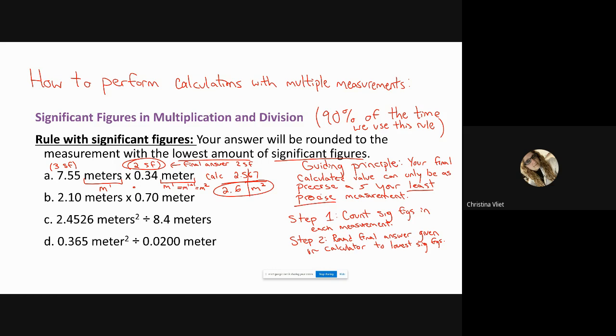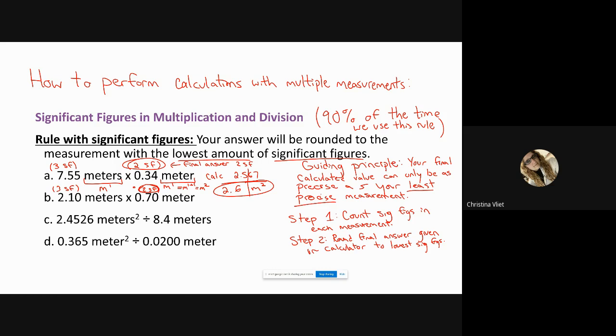Let's take a look at the second example, following the rules. How many significant figures in 2.10? Evaluate that first. How many significant figures in 0.70? It would be 2. So what I usually do is I just circle the lower amount because I know that my final amount has to also have that same amount of significant figures according to my steps. So I need to round my final answer given in the calculator to the lowest sig figs. In this case, that's 2.